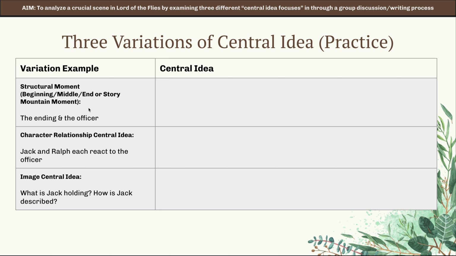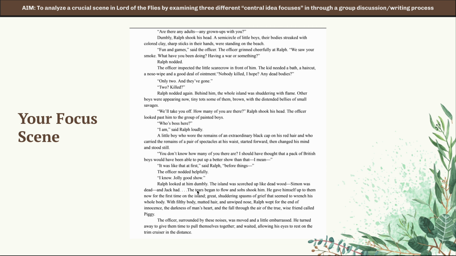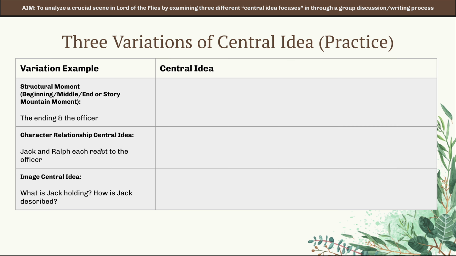There's this officer at the end, and he interacts with Ralph. And crucially, Jack. Jack is not named. It says a little boy who wore the remains of an extraordinary black cap on his red hair, and who carried the remains of a pair of spectacles, started forward, then changed his mind and stood still. So Jack is there, and Ralph is there. What's going on when they meet this officer on the beach?